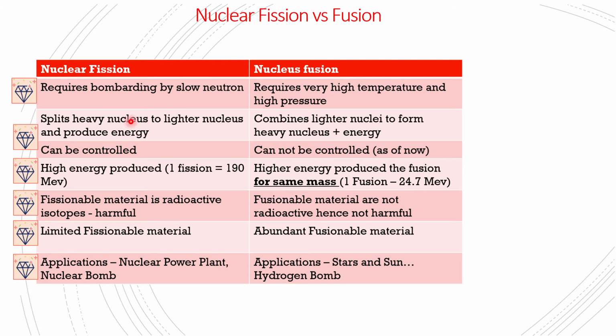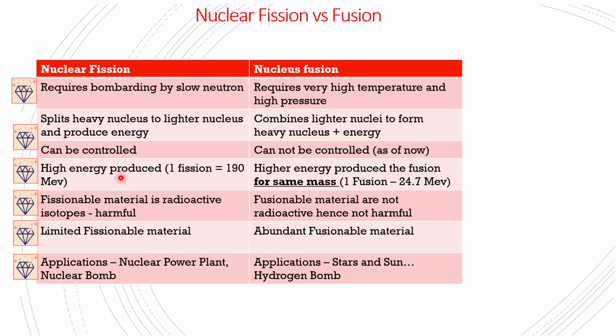In fission, heavy nucleus divides, splits. In fusion, lighter nucleus combines. In both the cases, energy is produced. And fission can also result in a chain reaction. It does result in a chain reaction, but it can be controlled with cadmium rods. Fusion, creation of the environment and the whole process controlling is still not achieved. It is still under experimentation.